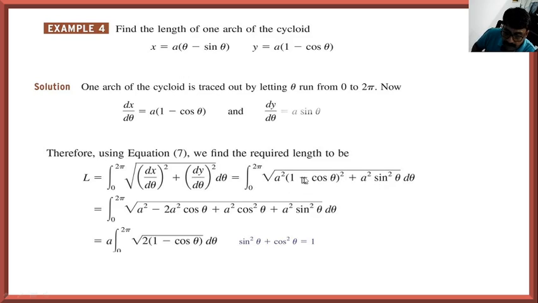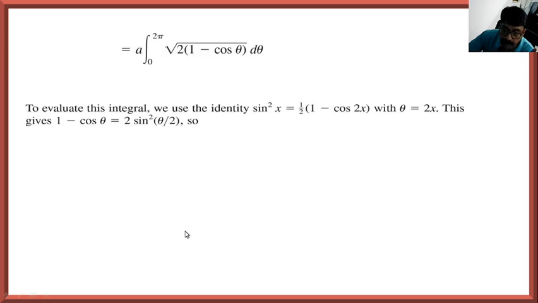Simplifying this, what is under this square root sign is reduced to 2 into 1 minus cos theta d theta, because we have sin square theta plus cos square theta equal to 1. Therefore, the term a comes out. So, a into integral 0 to 2 pi root of 2 into 1 minus cos theta. To integrate this 1 minus cos theta, you have to express this in terms of powers. For that, we use the result sin square x is equal to 1 by 2 into 1 minus cos 2x. Putting theta equal to 2x here, we get 1 minus cos theta is equal to 2 sin square theta by 2. So in this place, for 1 minus cos theta, just substitute 2 sin square theta by 2 for integrating that.